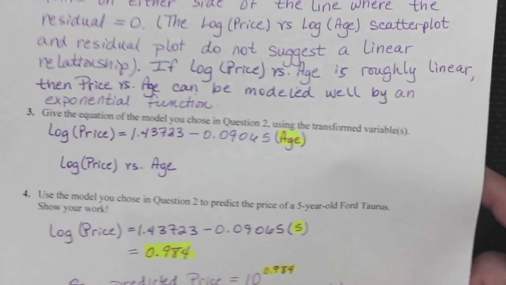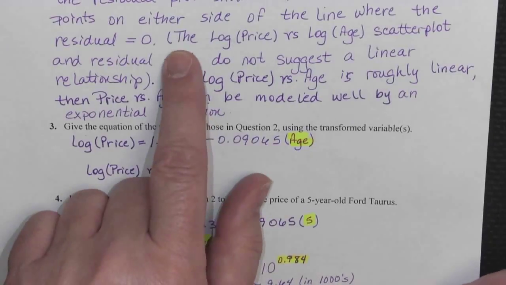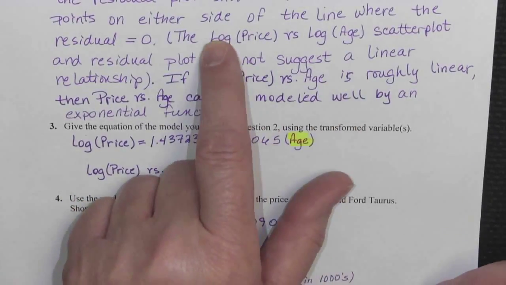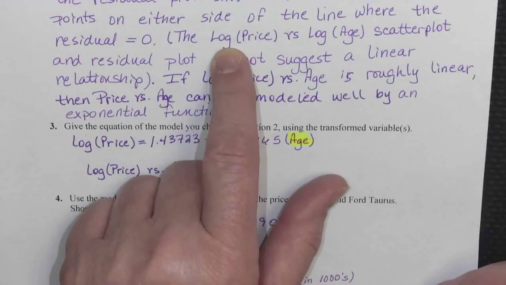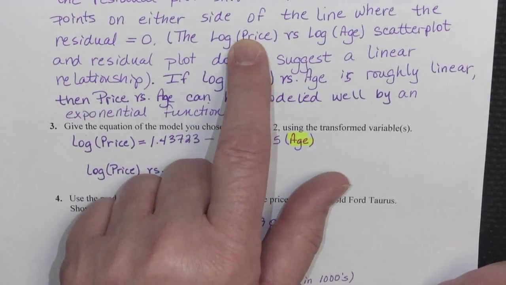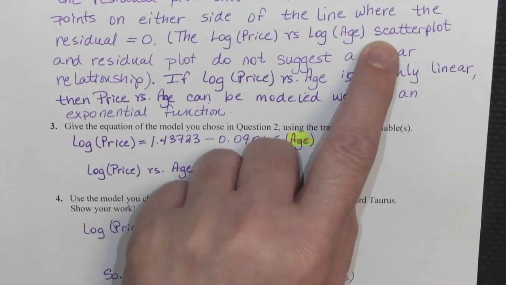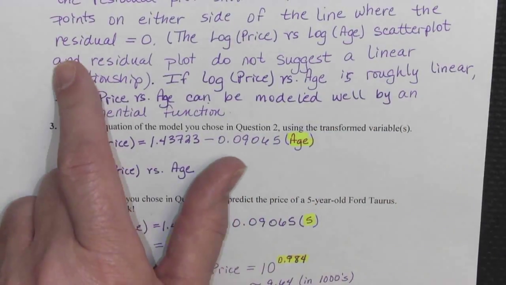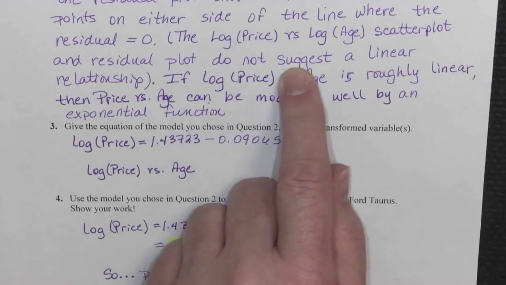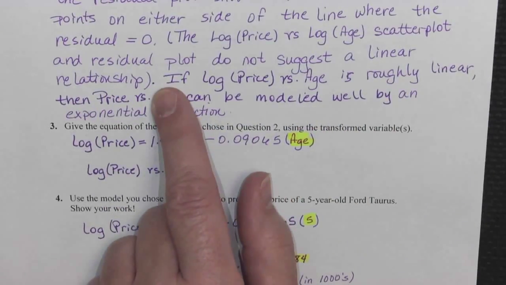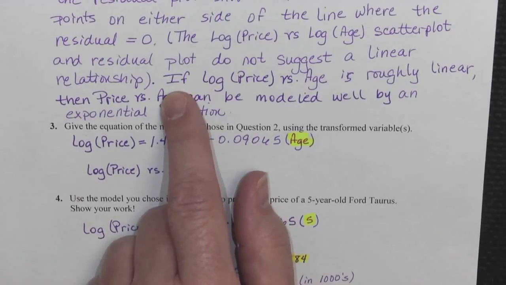Okay, so let's talk about the next one. It says the log price versus the log age. So we're talking about base 10, the exponents to base 10 of the price to get the price, exponents of base 10 to get the age. Okay, so the scatter plot and the residual plot do not suggest a linear relationship, at least certainly not as good as the log price versus age.